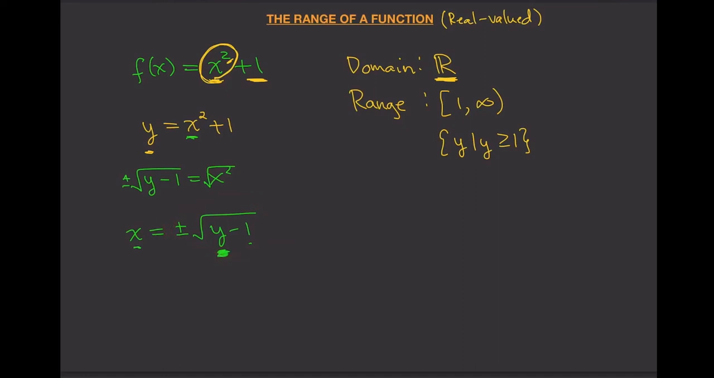So y cannot be less than 1. Okay, so y cannot be less than 1. 1 is the smallest number for y. In fact, if y is 1, we'll get 1 minus 1, that's 0. Square root of 0 is 0. That's the smallest number that you can substitute for y. If you make it say 0, so if y is 0, you'll get 0 minus 1, you'll get negative 1. Square root of negative 1 is a complex number.